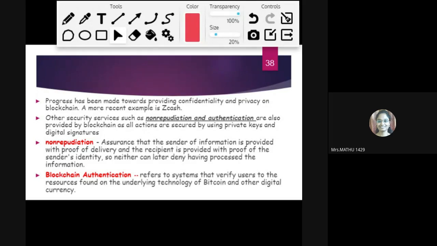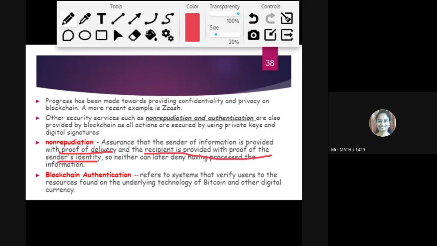But now when a transaction happens, both the sender as well as the receiver have to confirm and say that yes, this transaction has happened. They cannot disown that. Non-repudiation is nothing but assurance that the sender of the information is provided with proof of delivery, and the recipient is provided with proof of the sender's identity. So the sender cannot deny that this information has been processed by him.